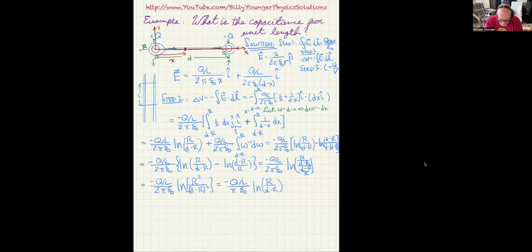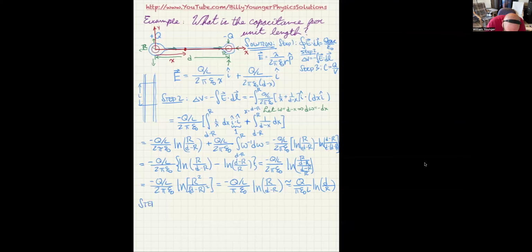And in order to change that from a negative to a positive, I could just flip the fraction in the natural log, because the natural log of x is the negative of the natural log of 1 over x. So finally, I get Q over pi epsilon naught L times the natural log of d over r, and this is an approximation because basically I'm saying, hey, d is way bigger than r, let's ignore r in that subtraction. So that is ultimately our voltage difference between the left edge of the right wire and the right edge of the left wire. So step 2 is now done, and step 3 is next.